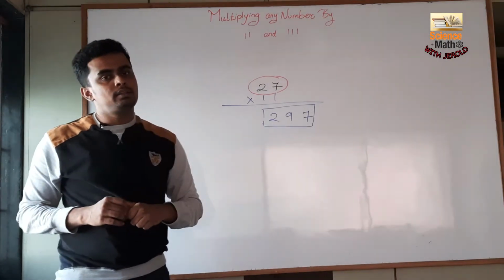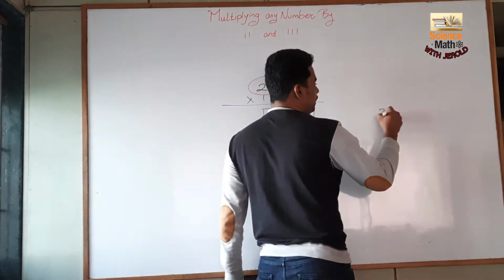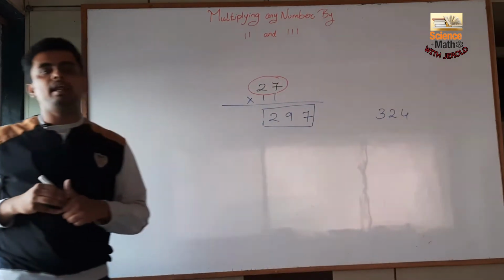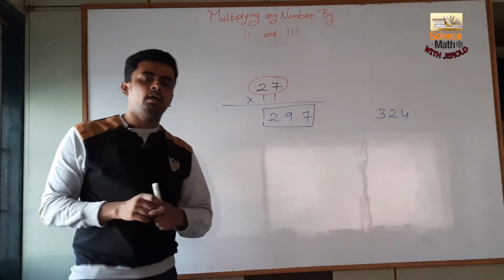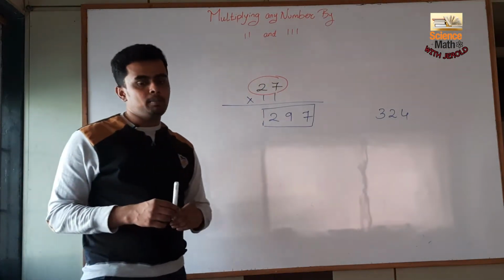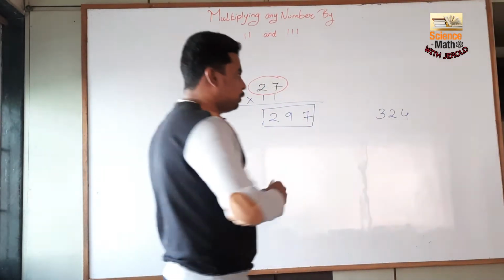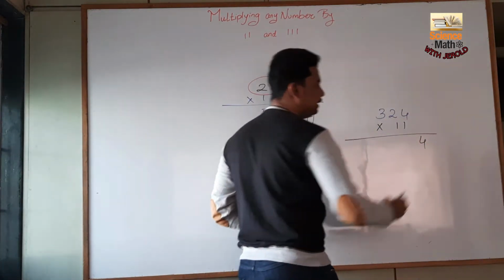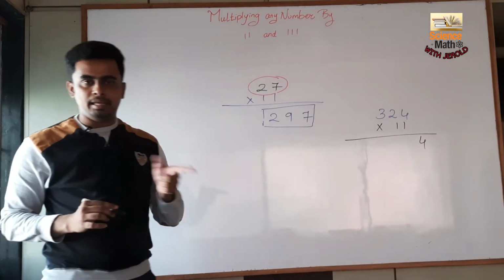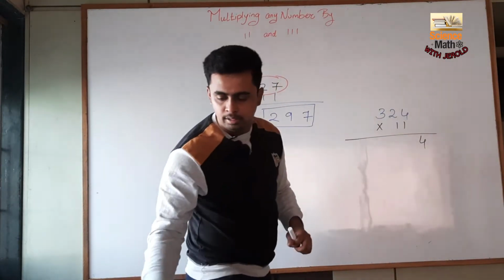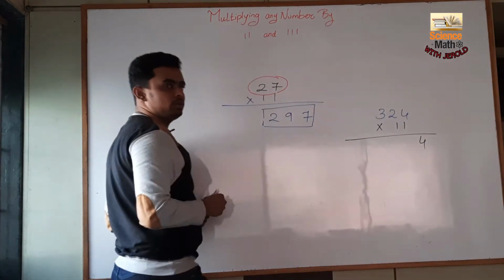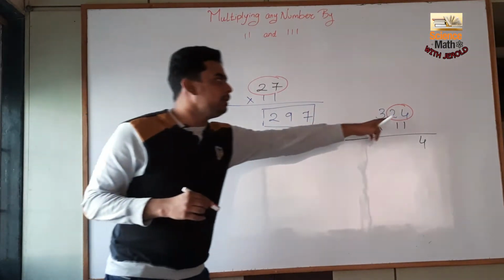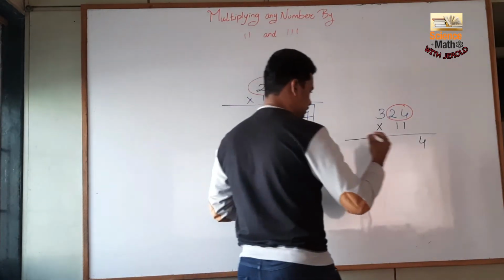Now let us try a 3-digit number. Let us say 324 is my next number. If I am multiplying 324 by 11, the first thing I do is write the final digit as it is. Then I add the last 2 digits, as we did in this sum. 2 plus 4 is 6.